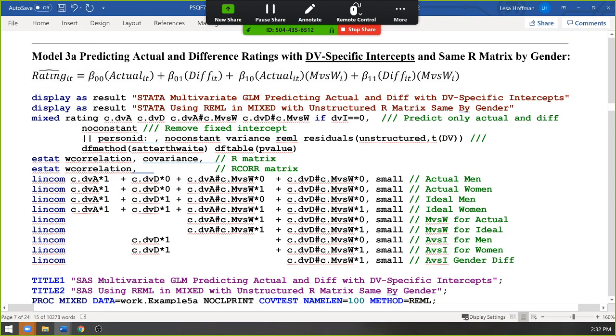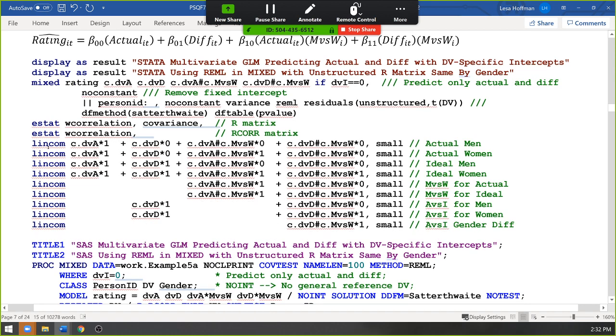So I'm going back to DV-specific intercepts, and I am predicting actual, and I am predicting the difference. So here's actual, here's the difference, here's the gender effect on each, and now I'm kicking out the outcomes for ideal because they would be redundant.